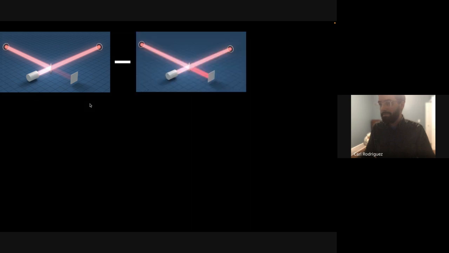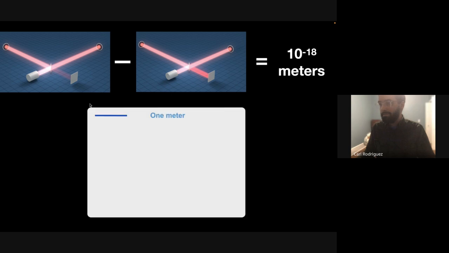To give you a sense of exactly how small these changes are, the difference between a standard baseline LIGO and a fully extended LIGO from a gravitational wave is 10 to the minus 18 meters. To give you a sense of exactly how small that is, 1 meter is roughly speaking the size of us, give or take.